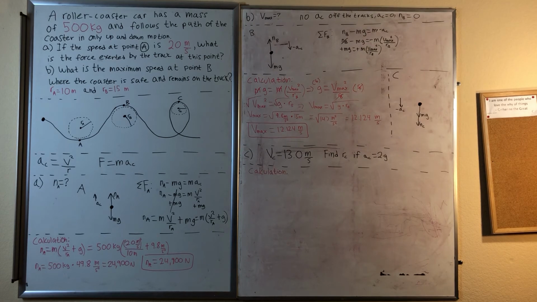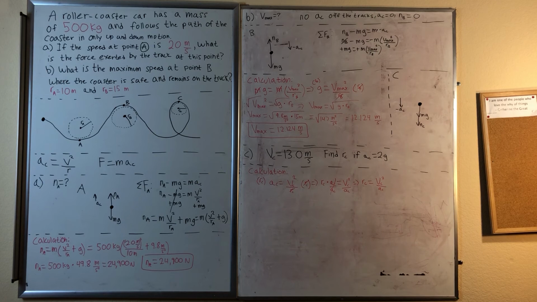Now let's calculate. A sub c equals v sub c squared divided by r sub c. Multiply both sides by r sub c, and cancel on the right to get r sub c times a sub c equals v sub c squared. Now divide both sides by a sub c, and cancel on the left side to be left with r sub c equals v sub c squared over a sub c.